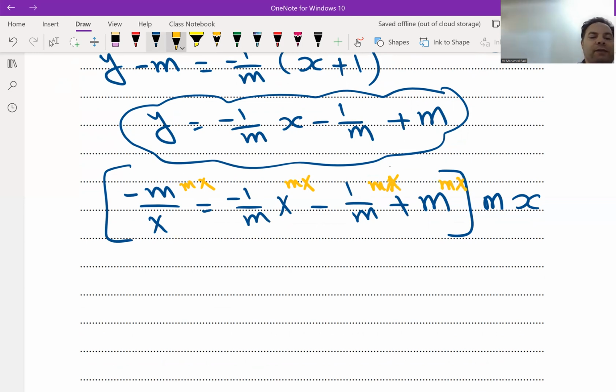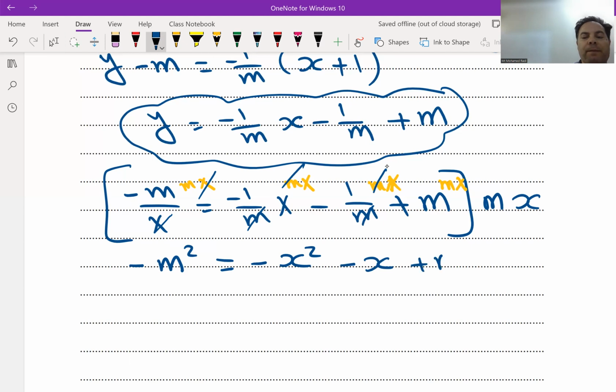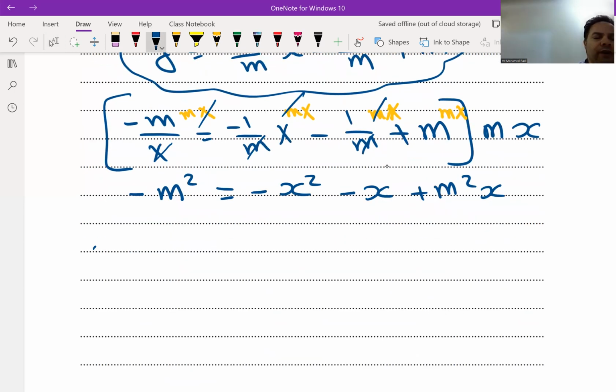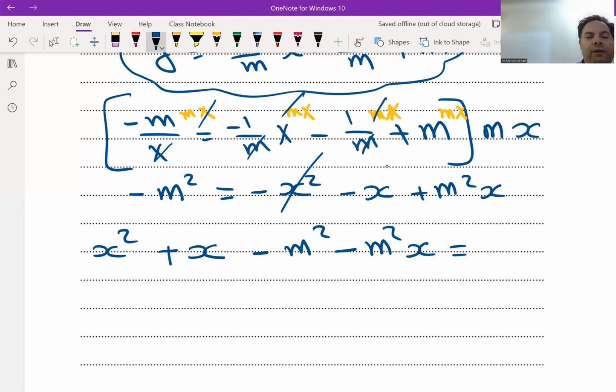The first one simplifies, cancel x with x, to be minus m squared, is equal to, cancel m with m, x times x is x squared, minus x squared. Cancel m with m, so the answer will be minus x. m times m is m squared multiplied by x. Quadratic equation in terms of x. Move to the other side and rearrange: x squared plus x, then minus m squared, and minus m squared x is equal to 0.